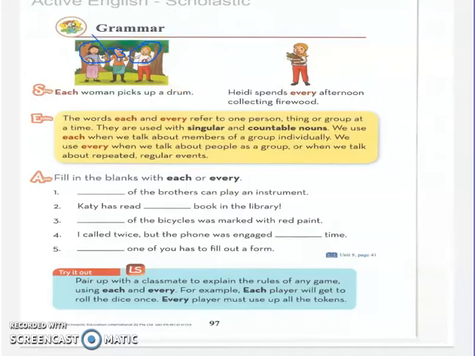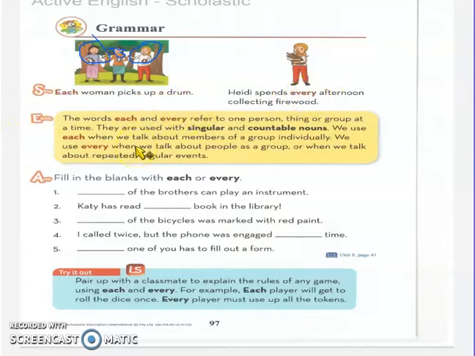What about the second example? Heidi spends every afternoon collecting firewood. Here we use every to talk about a regular repeated event. لما نحكي عن حدث يحدث بشكل منتظم. يعني هايدي كل وقت الظهيرة دائما تجمع فيها الخشب. So here we use every to talk about a regular repeated event.